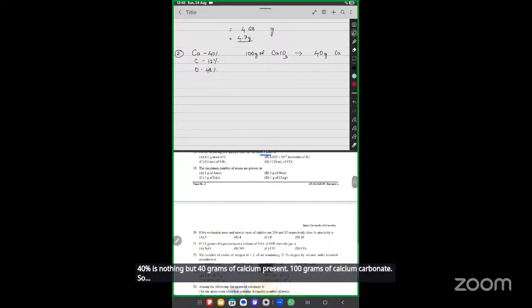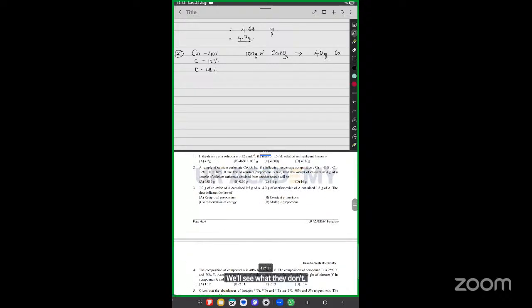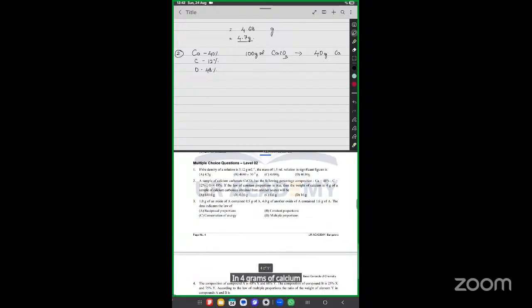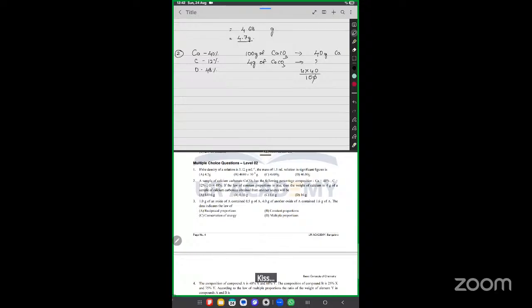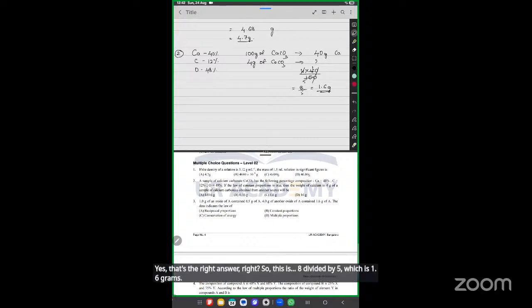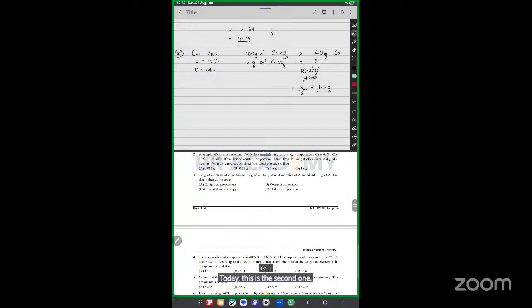So in 4 grams of calcium carbonate, we have to tell what is the mass of calcium. Therefore, 4 gram of calcium carbonate contains how much? What's the answer? 1.6 grams. Yes, that's the right answer. So this is 8 divided by 5, which is 1.6 grams. This is the second one, it is option C.